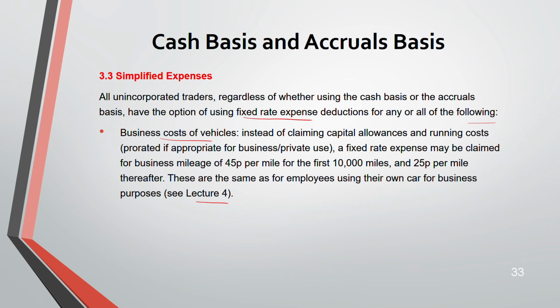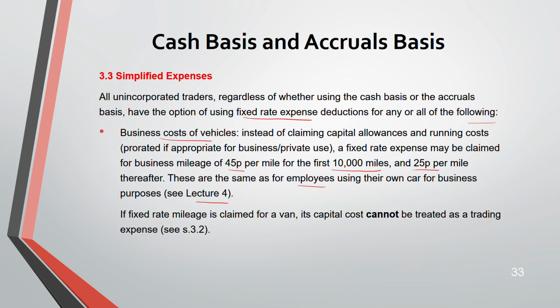So instead of claiming capital allowance and the running cost, there's a fixed rate expense that you can claim for the business mileage. That means up to the first 10,000 miles, 45 pence, thereafter 25 pence. These are the same as for employees using their own car for business purpose. If the employees are using their own car for business purpose, it's the same as self-employed.